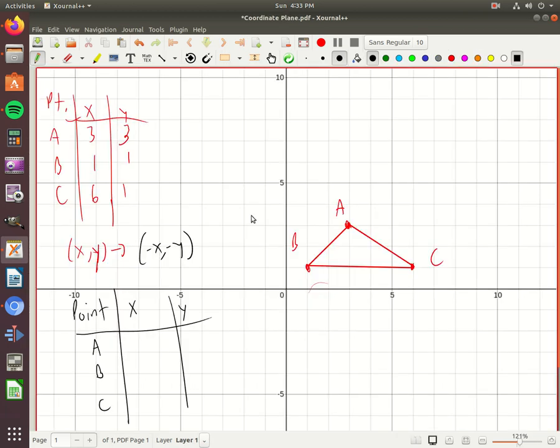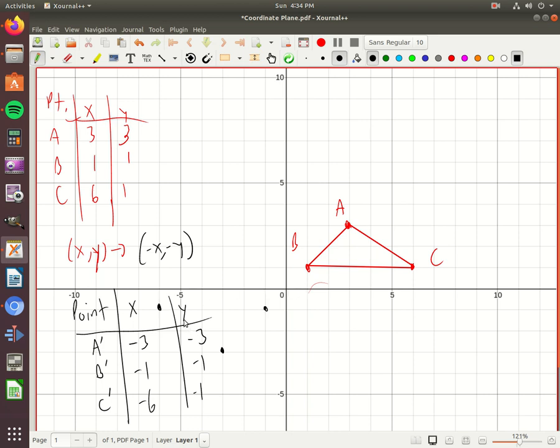So I have this original triangle ABC. Actually, I should have made these primes. What they're saying is make the x into a -x and the y into a -y. So A, which is 3, 3, A prime would be -3, -3. B, which is 1, 1, B prime would be -1, -1. And C, which is 6, 1, C prime would be -6, -1. So let's go plot that. -3, -3, -1, -1, and -6, -1.